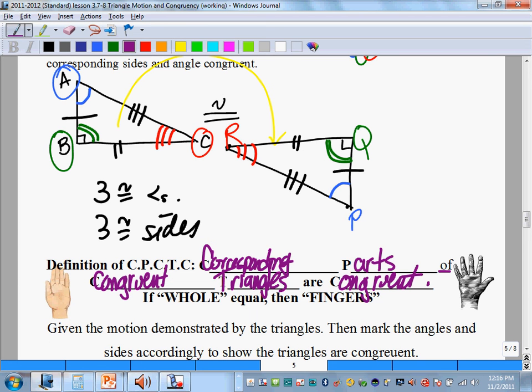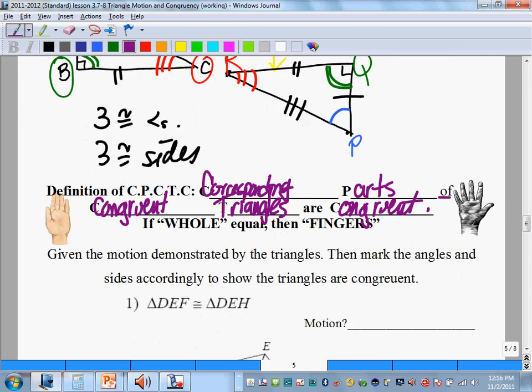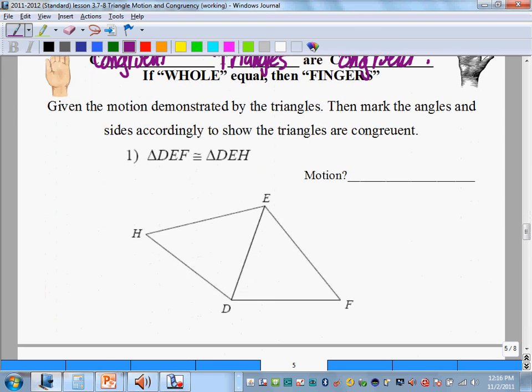The simple way of saying this, put your pencils down, please. Hold up two hands like so. Repeat after me. Say wholes equal. So if your whole hand is equal, then the parts, wiggle your fingers, say parts equal. Parts equal. I'm going to do two problems with you that demonstrate this, and then you're on your own the rest of class period.